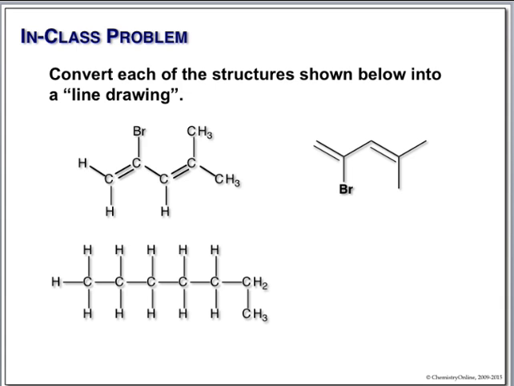How about this guy? We have 1, 2, 3, 4, 5, 6, 7 carbons in a row. That's all you have to do. 1, 2, 3, 4, 5, 6, 7.